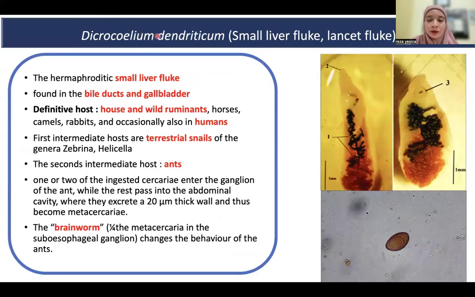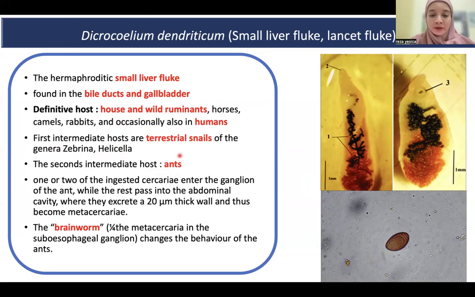Next is Dicrocoelium dendriticum. It's called the small liver fluke or lancet fluke. This is the morphology. They are so small, no more than 2 millimeters, I think. And they are hermaphroditic. They are found in bile ducts or the gallbladder. The definitive hosts are horses or wild ruminants, especially horses, sometimes camels, rabbits, and occasionally humans. The first intermediate hosts are terrestrial snails, genera Zebrina and Helicella.